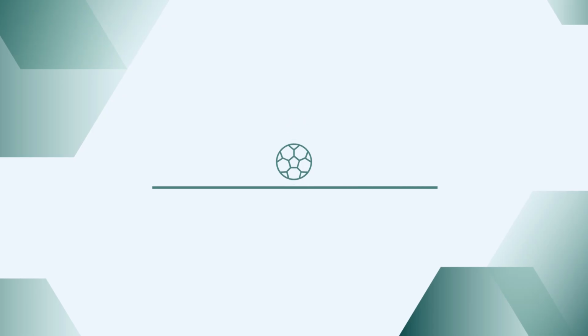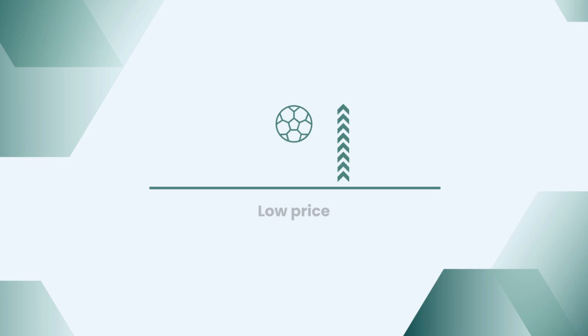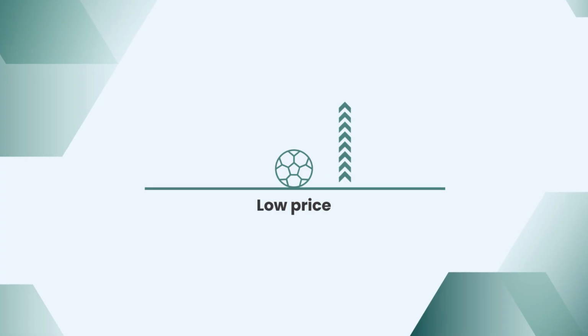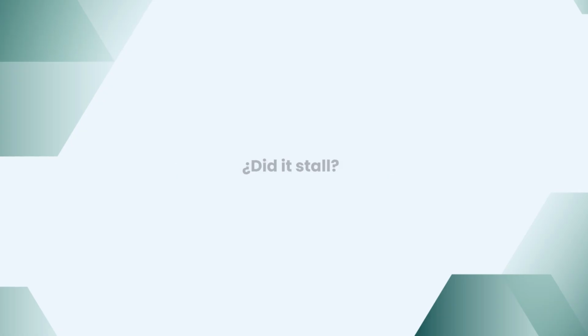Imagine dropping a rubber ball. The lowest point of the bounce is where the ball hits the floor, and what happens after? It bounces. The low price is just like that point of impact. Sellers push downward, but the market reaction tells you more than the low itself. Did it bounce aggressively? Did it stall? Did it break through? When a candle has a long lower wick, it shows strong rejection from that low.